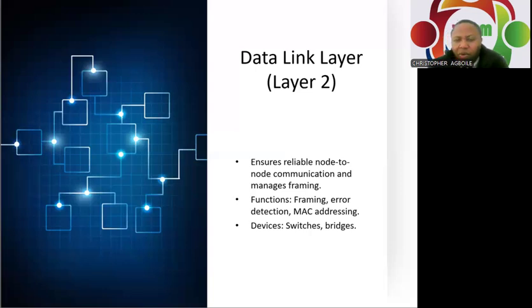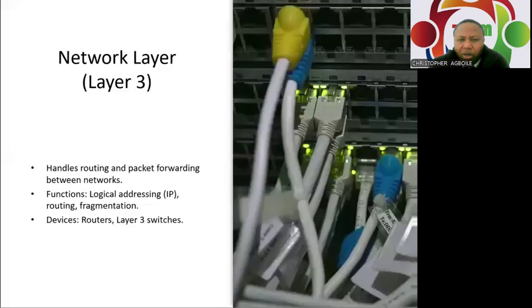Then at what level do we have this data link implemented? We have devices like switches, we have devices like bridges. So these are the devices. For example, we have Ethernet switches forwarding frames between devices at this level. They are forwarding frames between what? The devices. So that is what layer 2 does.